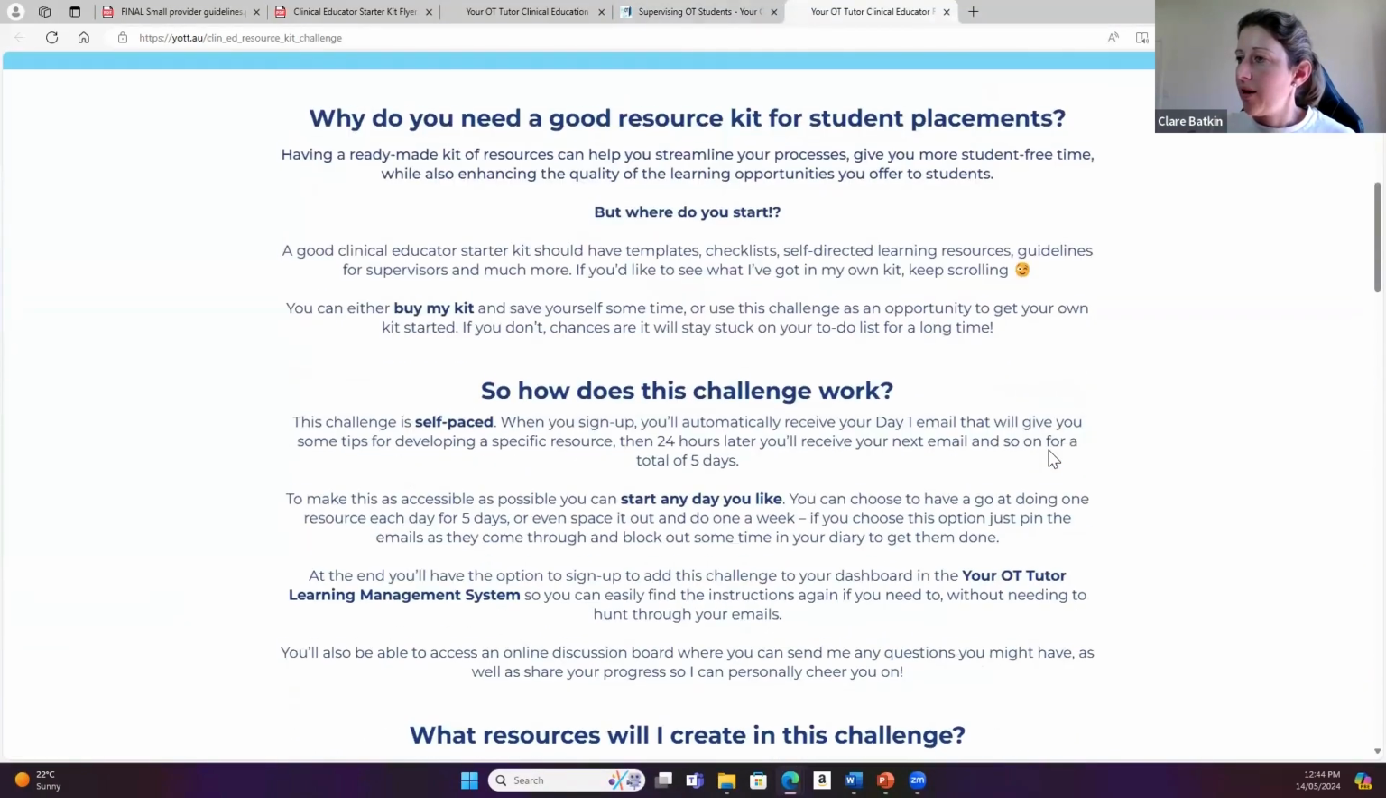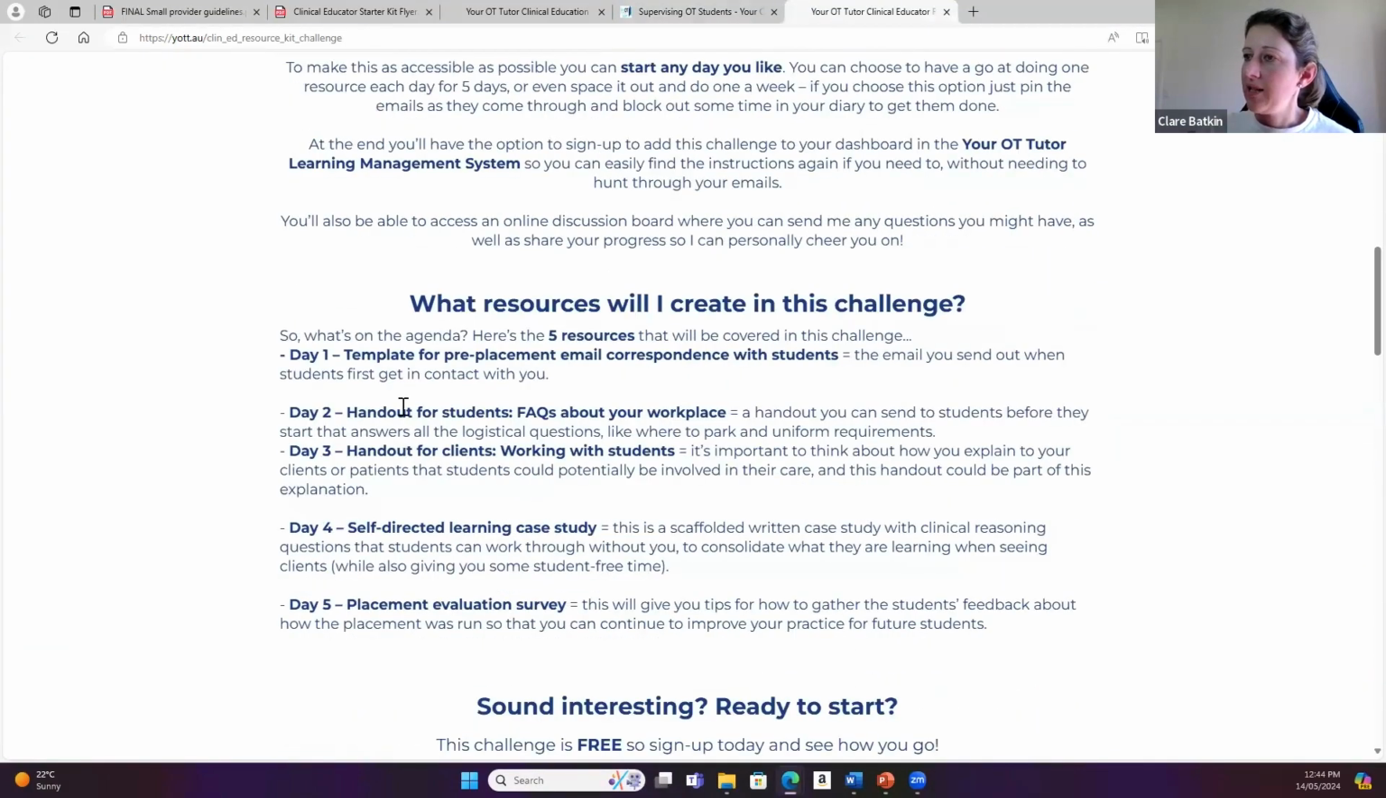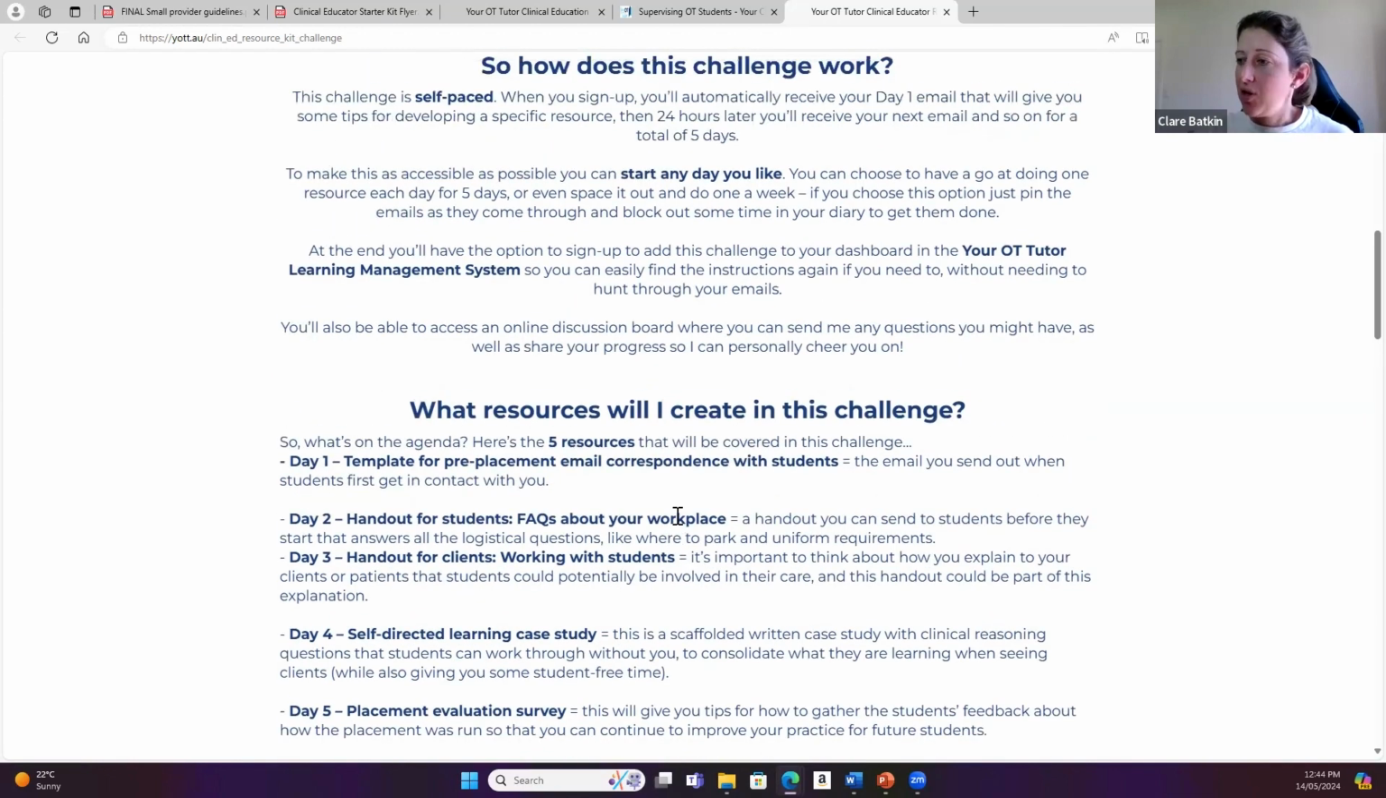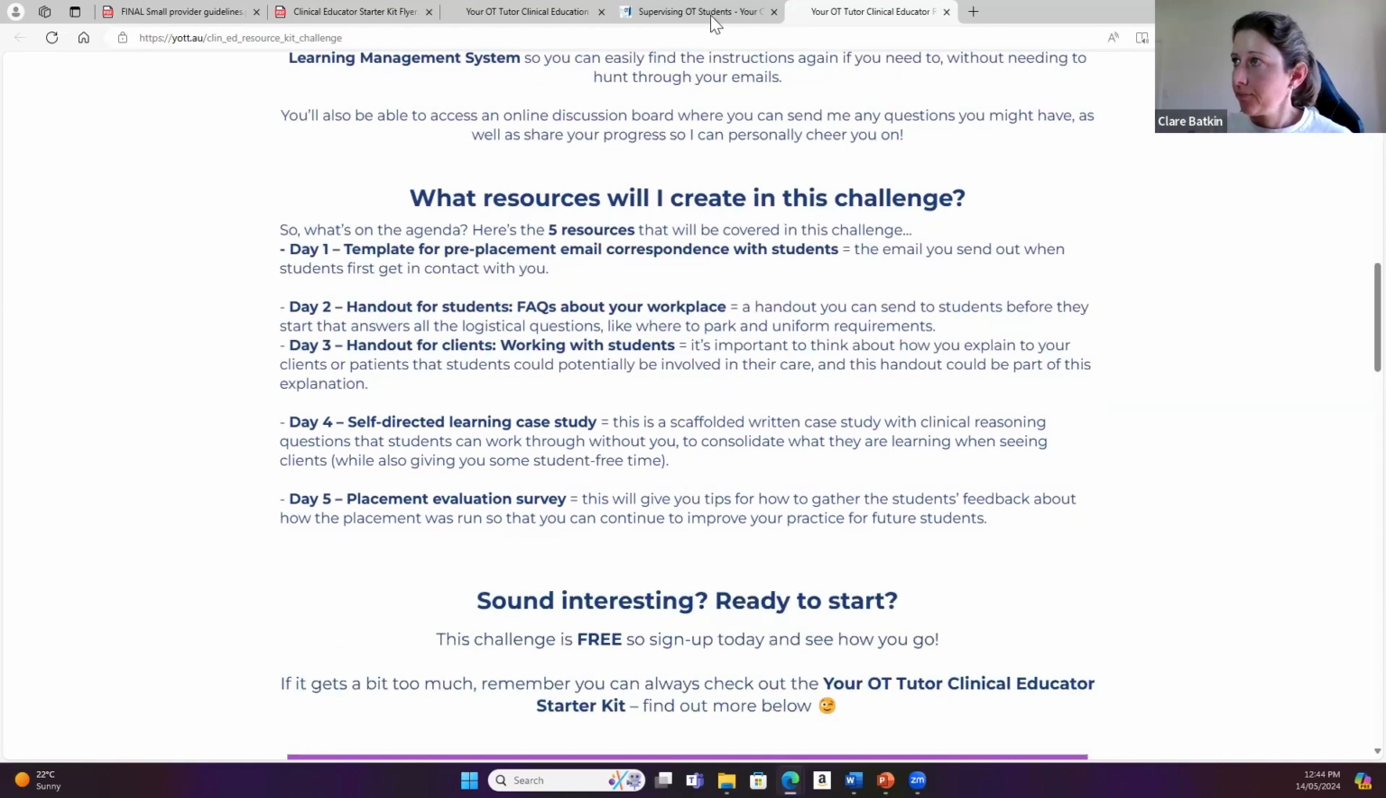For example, the things that you'll be talked through how to create are a template for the pre-placement email correspondence, a handout for students with FAQs about your workplace, a handout for clients about working with students, a self-directed learning case study, and a placement evaluation survey. So they're the things that you can learn to do in the challenge. But like I said, the kit already has all these things available for you if you're interested in saving yourself a little bit of time.